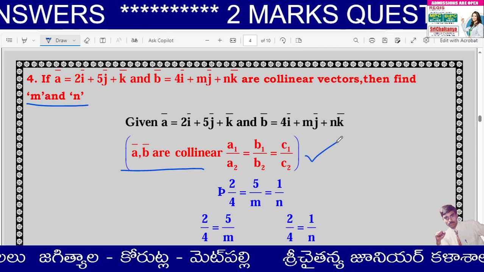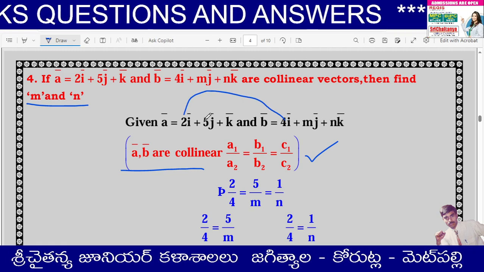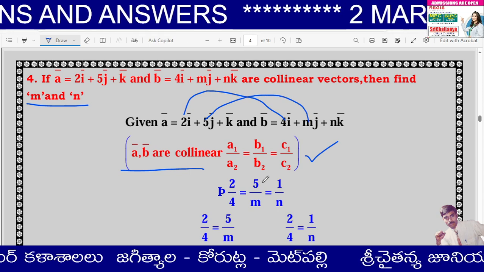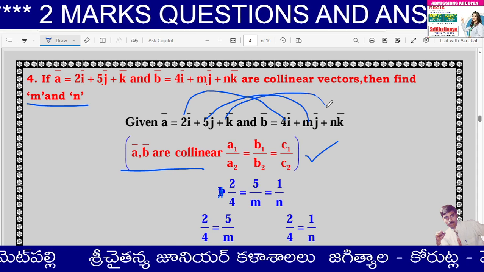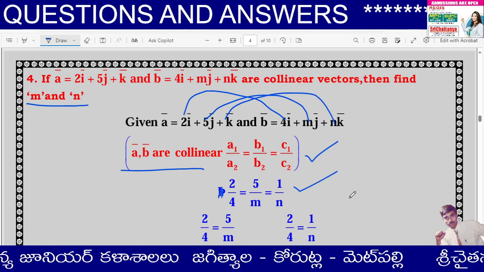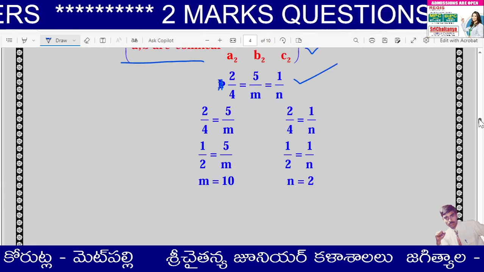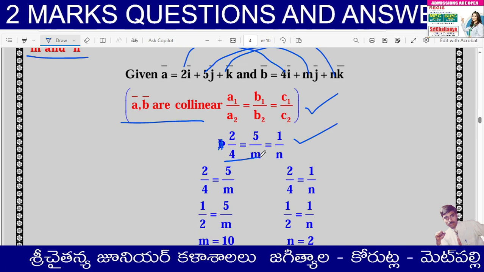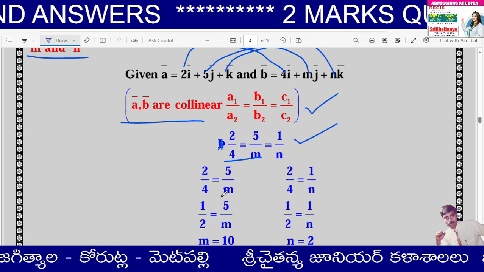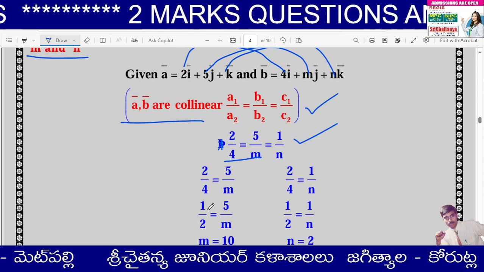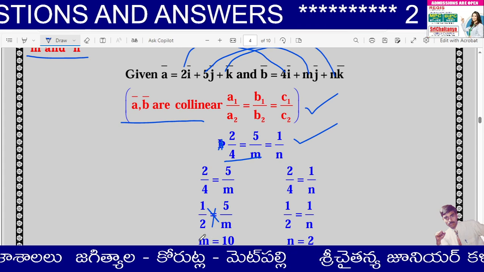It is the formula. I coefficients 2 and 4, 2 by 4. J coefficients 5 and m, 5 by m. Next, k coefficients 1 and n. First take the first two ratios: 2 by 4 is equal to 5 by m. 2 1s are 2, 2 2s are 4, so 1 by 2 is equal to 5 by m. Cross multiplication: m into 1 equal to m, 2 into 5 equal to 10.